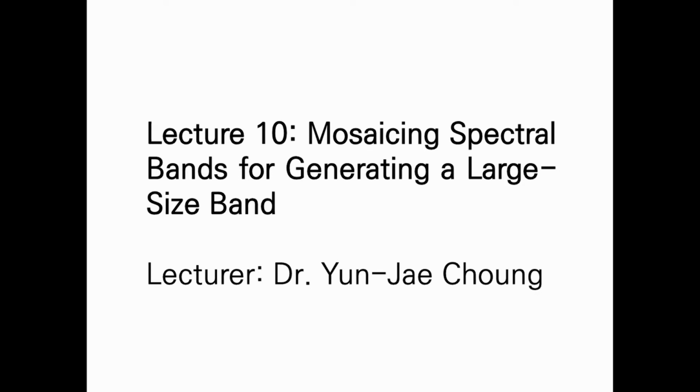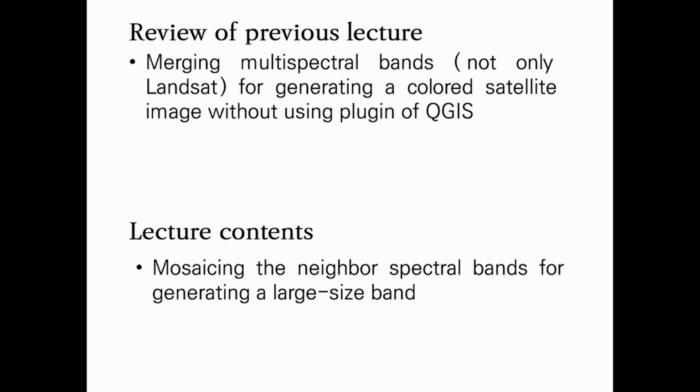This lecture is titled Mosaicing the Spectral Band for Generating a Large Size Band. In the previous lecture, we learned the process of merging the spectral band. It's not only for Landsat; in the previous lecture we also used the COMSAT satellite image for generating a color satellite image without using any plugin of QGIS. We used the GDAL library, right?